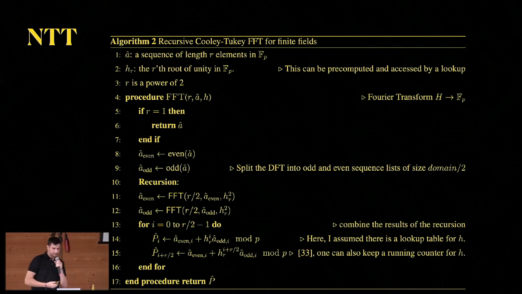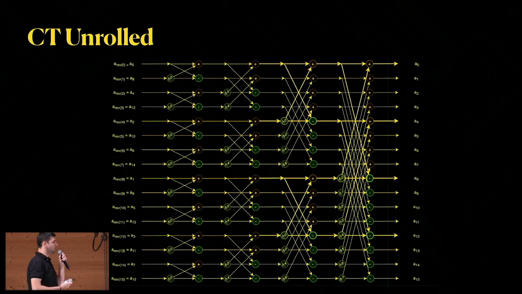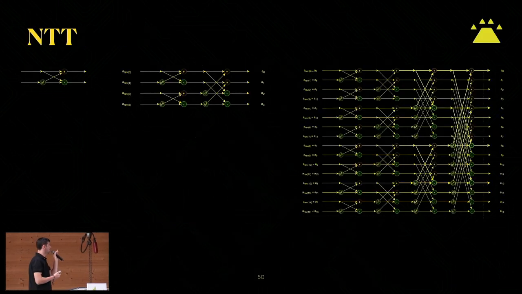So let's try to take the hardware look onto this problem. First thing we do is we unroll the recursion of Cooley-Tukey, and we have this nice structure. From this structure, we can very easily see that there's this very basic building block on the left, and if you compose it in the right way, you can get larger and larger NTT vector sizes.